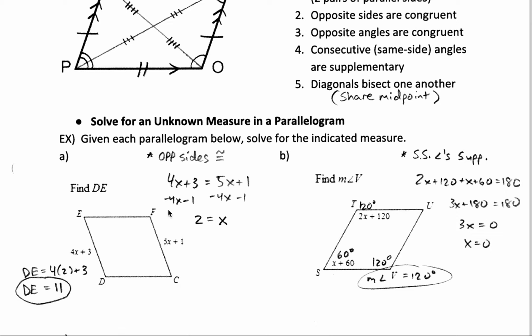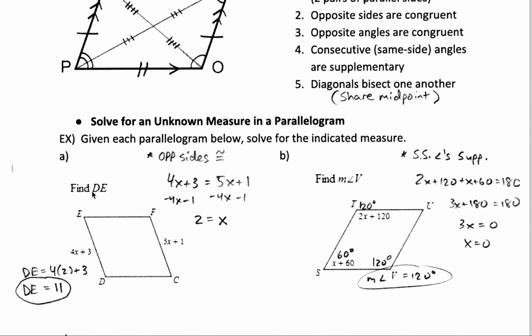So we use the property that opposite sides are congruent or equal. So now we can set up an equation that says that these two expressions are equal. And then we can use our algebra steps to solve for x. So if we subtract 4x from both sides and subtract 1 from both sides, 3 minus 1 is 2, and 5x minus 4x is x. So x is 2. It's not the answer to the question though.